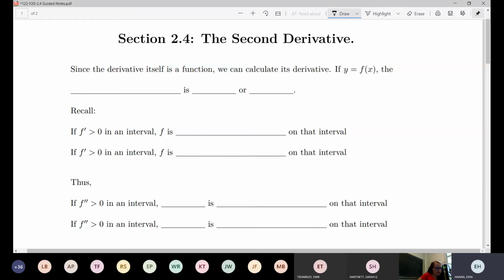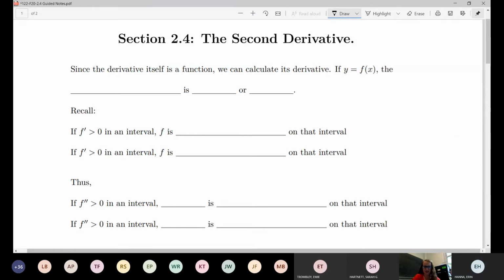So section 2.4 is called the second derivative. Since the derivative is itself a function, which we found out in 2.2, remember that one where I had the Desmos and it was super awkward because I had to jump between a bunch of things 5 million times and then we graphed that little lame parabola? Since the derivative is a function itself, we can also calculate its derivative. So essentially you can calculate a derivative value of a derivative.